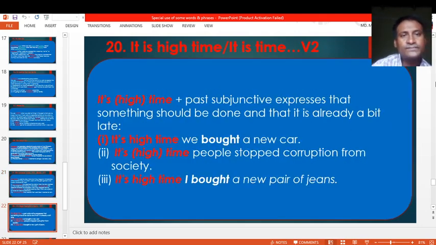Next slide. It is high time, or it is time, plus the past form of the verb. It is time or it is high time plus the past subjunctive expresses that something should be done and that it is already a little bit late. For example, it is high time we bought a new car, or it is time we bought a new car. Next example, it is high time, or it is time, people stopped corruption in society. It is high time, or it is time, I bought a new pair of jeans.